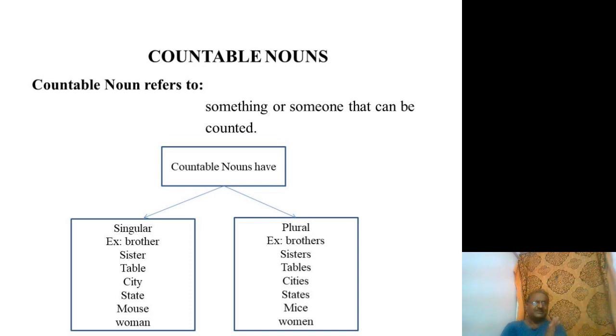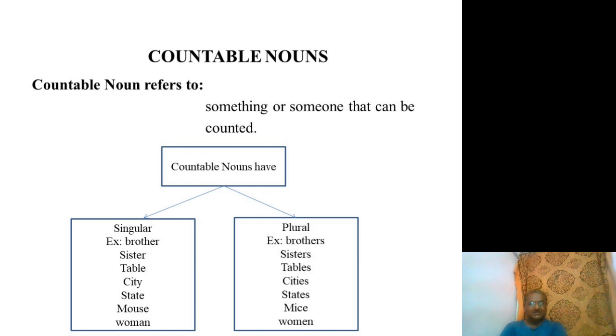So a thing or a person that can be counted is called countable noun. For example, countable nouns have singular forms and plural forms. For example, room, rooms. Student, students. Class, classes. Vehicle, vehicles. So nouns that can be counted.